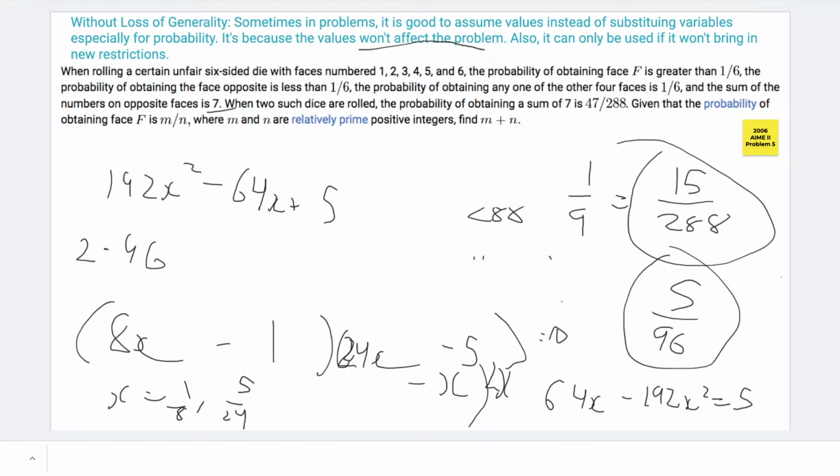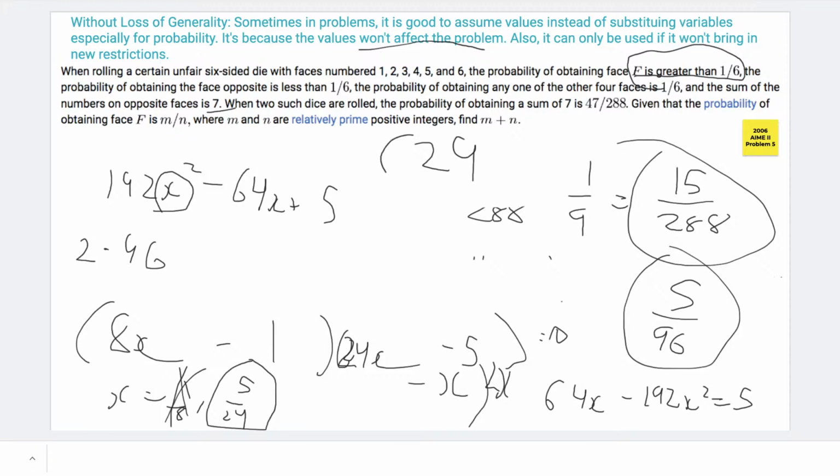And clearly, remember the restriction we had at the beginning, that the face F is greater than 1 over 6. Clearly, 1 over 8 is not greater than 1 over 6. We don't care about this. Which means the probability is 5 over 24, because we took the probability of rolling F as x. And now we found it. It's 5 over 24. And we want the denominator plus the numerator, which is 5 plus 24, which is 29.